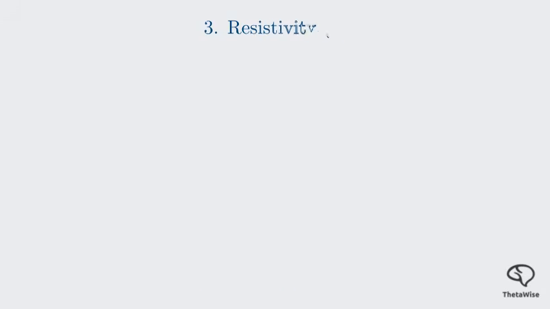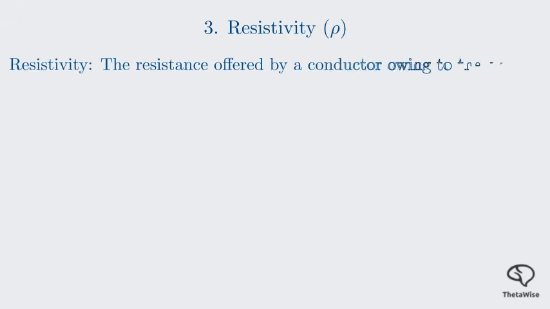Our third factor is resistivity, rho. Resistivity is a property of the material itself. It tells us how much a specific material opposes current flow. The formal definition is that resistivity is the resistance between opposite faces of a 1-meter cube of that material. Think of it as a material's inherent difficulty for electrons.